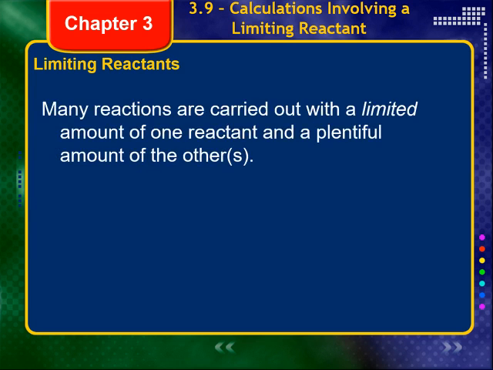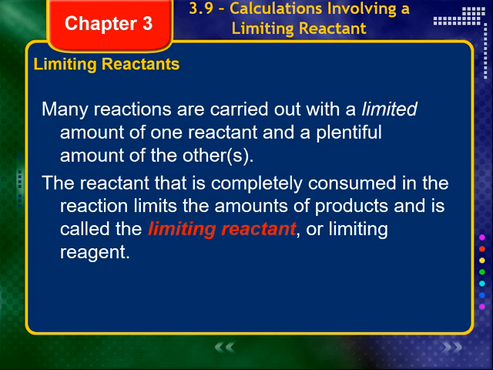So what is it? Many reactions are carried out with something that's called a limiting reactant. It's a limited amount of just one of the reactants, meaning you have plenty of the other or others. The reactant that is completely consumed, okay, use all of it, but the reaction can't go any further because you ran out of one of the reactants. That is called the limiting reactant. Sometimes called the limiting reagent. That's the exact same thing. It's just your convention, your choice. I use the term limiting reactant.